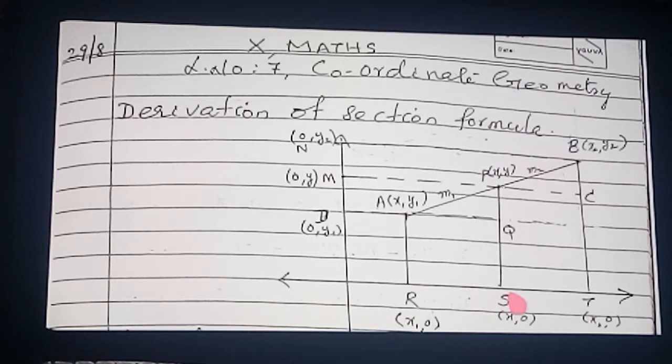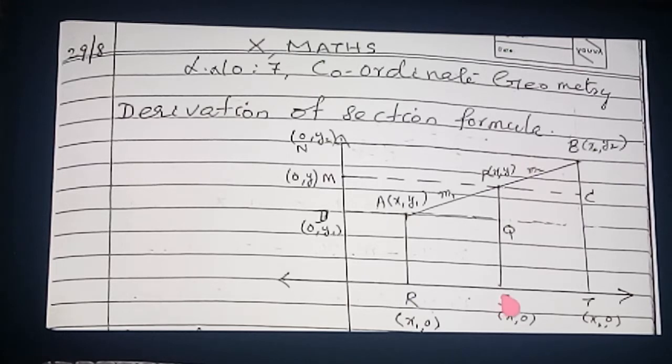So RS is the same as AQ, because this quadrilateral AQSR becomes a rectangle. Therefore, its opposite sides are equal. Therefore, the value of RS is the same as AQ. The value of RS, what will come? Once more, see, x minus x1.